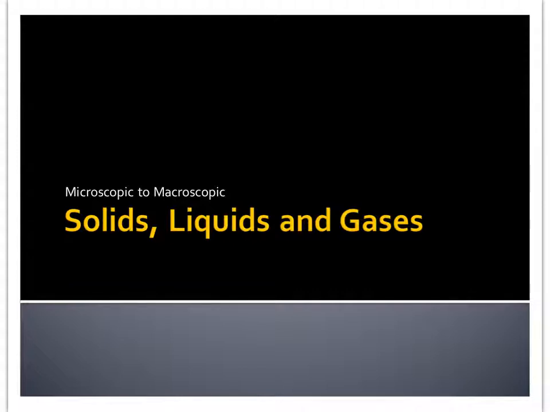So, the key thing here is that you're paying careful attention to how the microscopic properties inform the macroscopic properties, so the way that we experience the different states of matter in our everyday life. We are just looking at the main three, solids, liquids, and gases. Those aren't the only states of matter, but they are certainly the ones that we interact with on a regular basis. So, here we go.